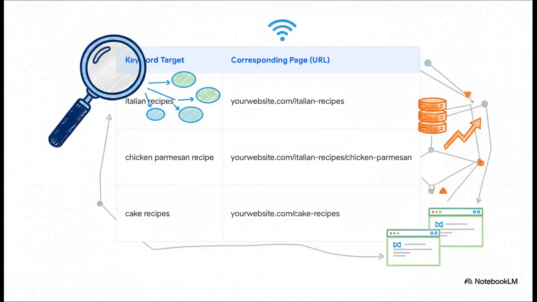For example, check this out. You might have a main page targeting a big topic like Italian recipes. But then, a page underneath that would target something way more specific, like chicken parmesan recipe. And then a totally different topic like cake recipes gets its own separate section. This kind of clear structure tells the search engine precisely what each page is about, no confusion.